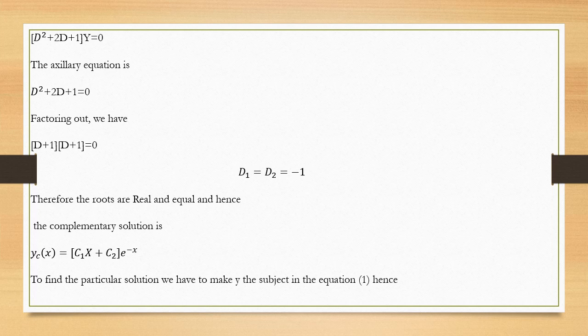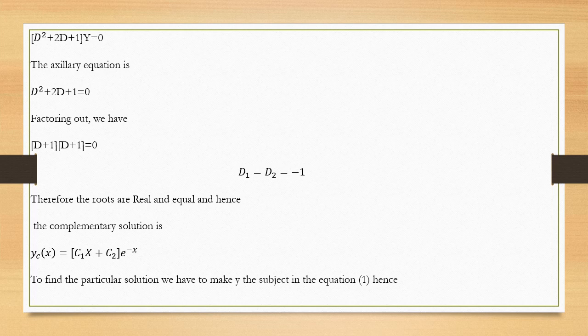Having got the equal and real roots, we now express the complementary solution, which is represented by y_c of x as (c1 plus c2 x) times exponential alpha x, but our alpha is the root. So our alpha is -1, so then it becomes e to the power of -x.